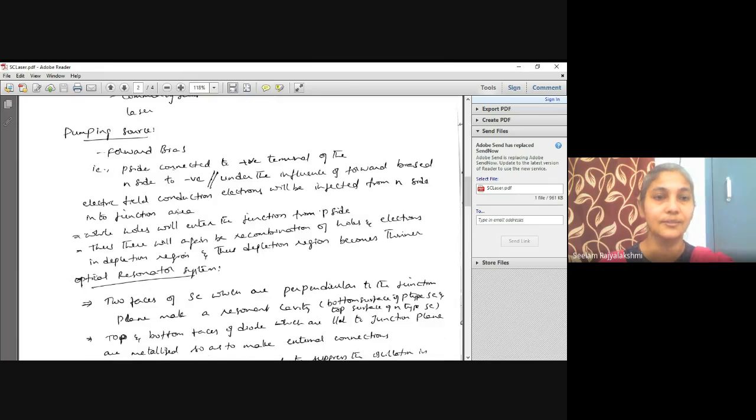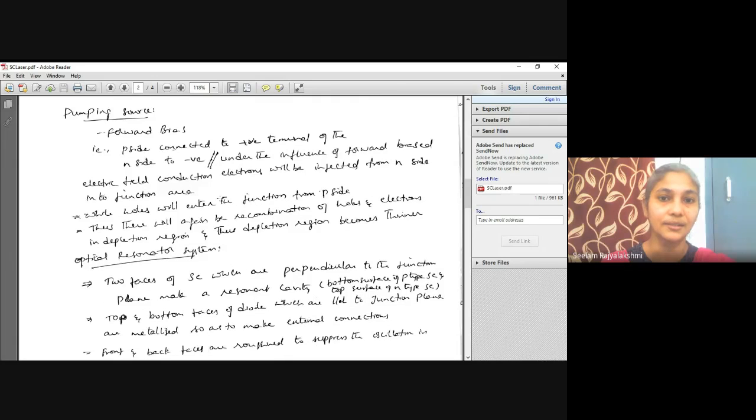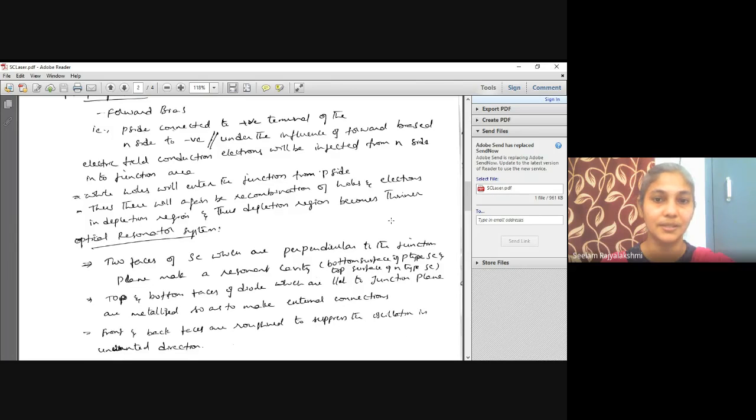So, because of the pumping source, that is the forward bias, conduction electrons are injected from the N side into the junction area, while holes enter the junction from the P side. Again, we obtain the recombination of holes and electrons in the depletion region. Thus, the depletion region becomes very, very thin.